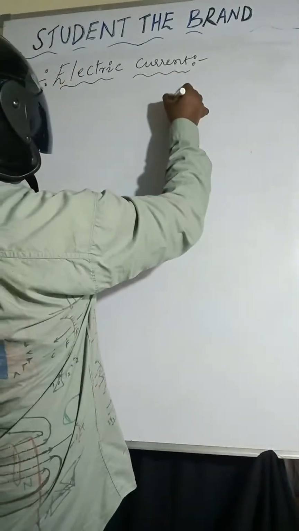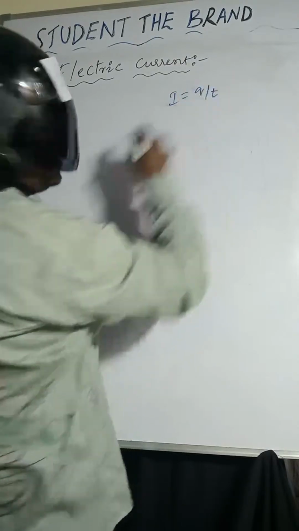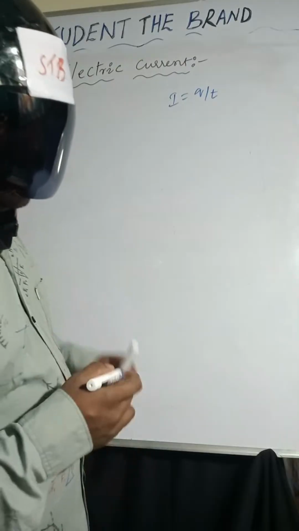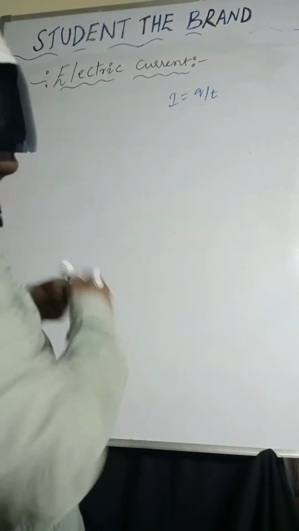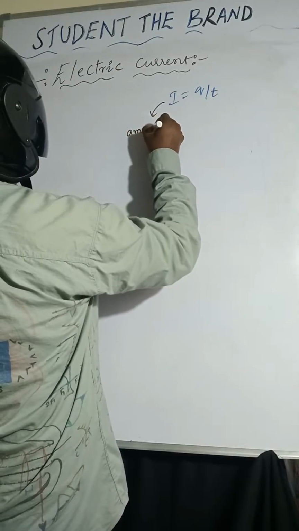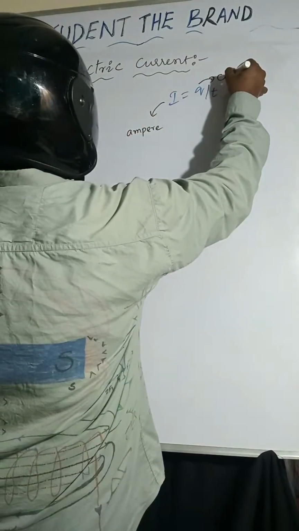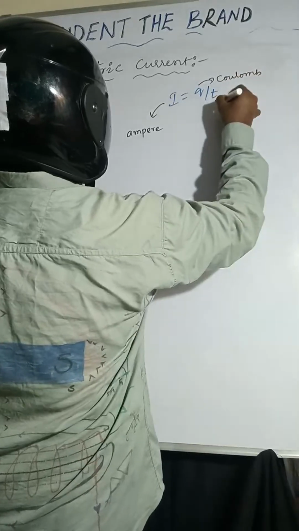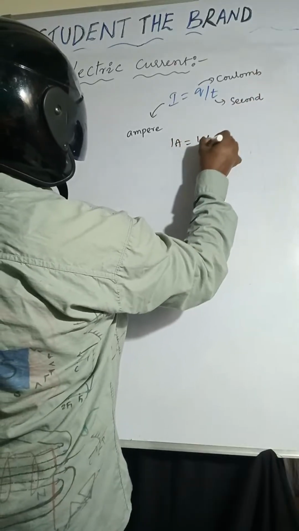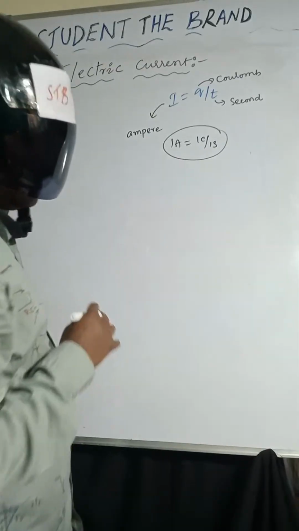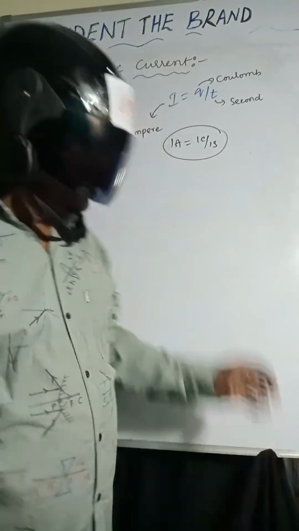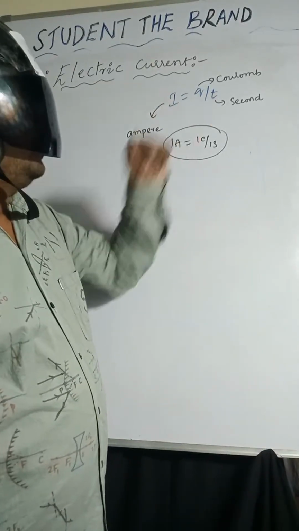Electric current, I equal to Q by T. The SI unit of current is ampere. The SI unit of charge is coulomb. The SI unit of time is second. So 1 ampere equal to 1 coulomb per 1 second. Now you can see here, 1 ampere equal to 1 coulomb per 1 second.